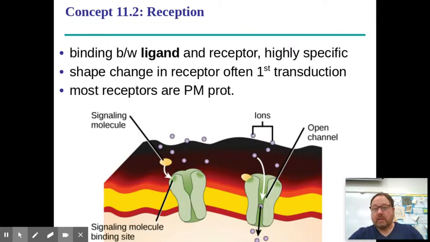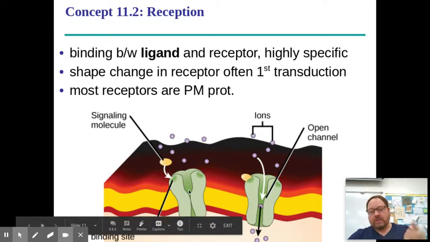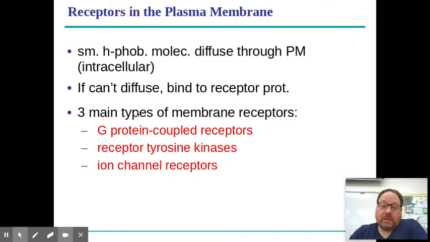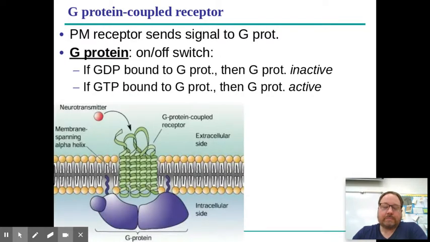So you can know a lot about the ligand based on where it's detected. If it's detected on the surface of the cell on a receptor protein, then you know it's large, charged, or polar. If the ligand is detected on a receptor in the cytosol, then you know it is going to be small and nonpolar, hydrophobic. So what we're going to do is look at three common types of membrane receptors. These are proteins on plasma membrane surfaces that detect ligands and then cause signal transduction.